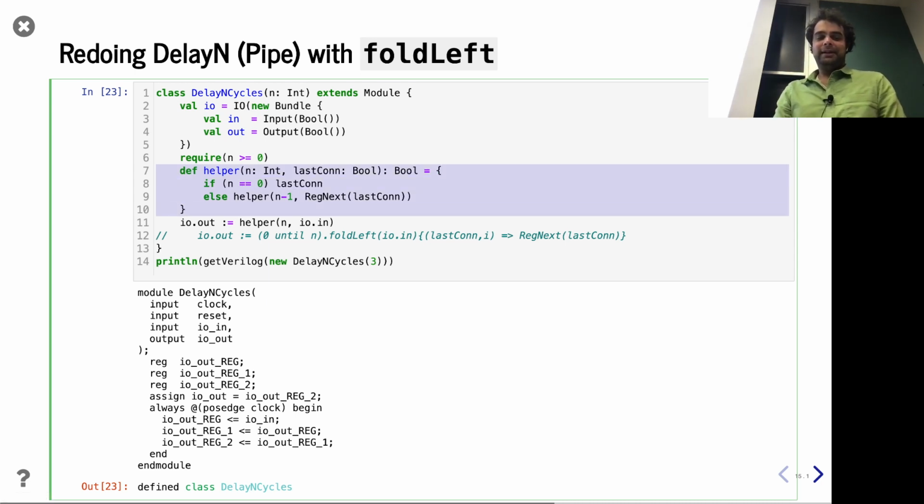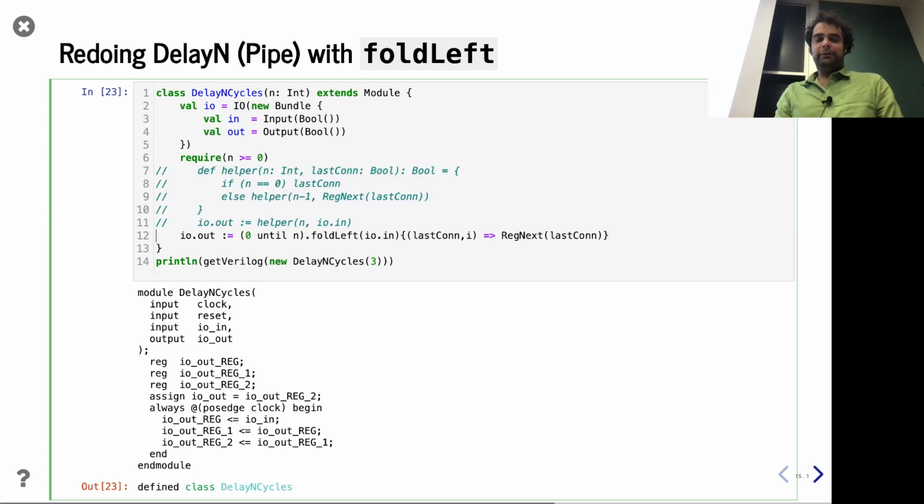In this case, what we're going to do is a fold left. The word fold is confusing; it's more about the fact that we're iterating through the space. So what are we passing through? We're passing through our last connection. Initially, we initialize it to io.in, just like when we called our recursive function.